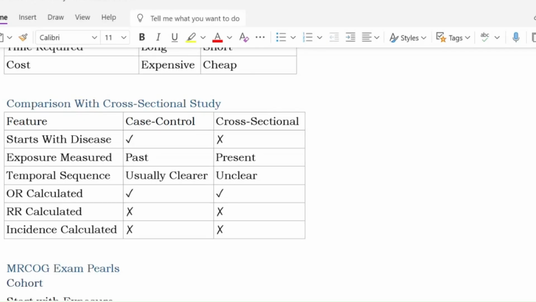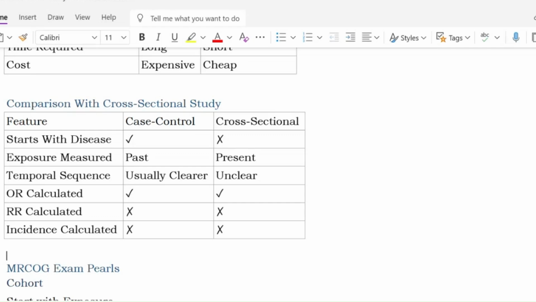Okay, that time only you measure the exposure. Then temporal sequence is not very clear. It is usually clear in the case control, while it is not clear in the cross-sectional study. Okay, then odds ratio can be calculated in both. Relative risk and incidence both cannot be calculated. Neither the case control nor the cross-sectional study will give you the incidence as well as relative risk, but odds ratio will be given by both.